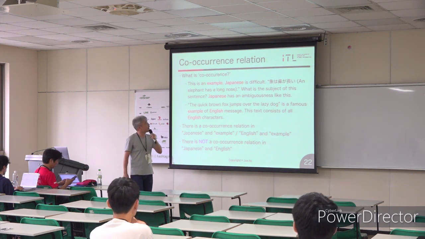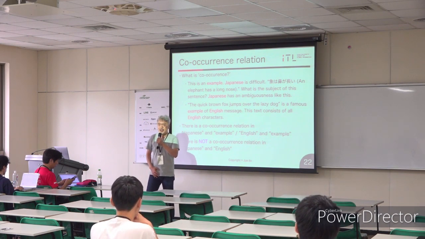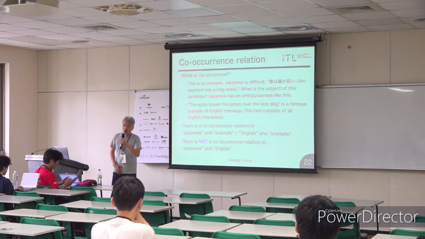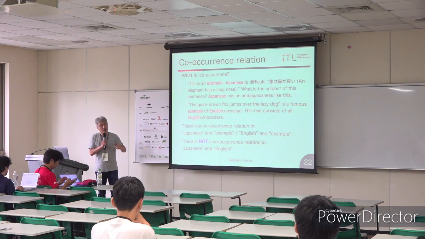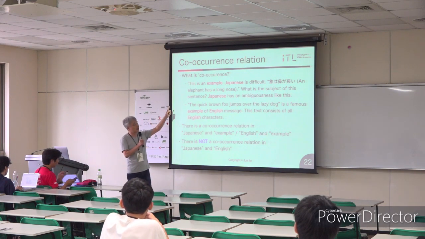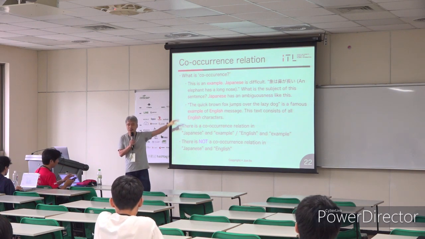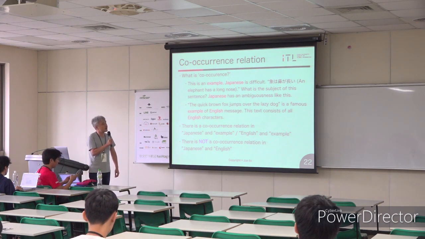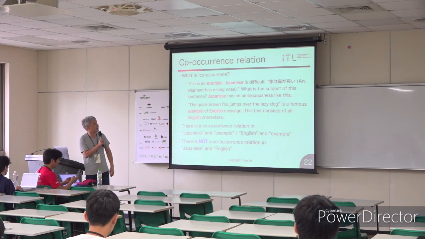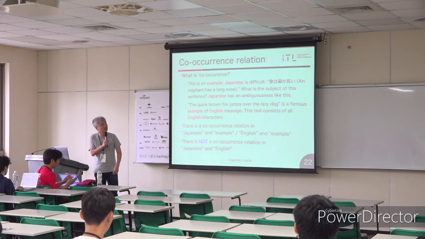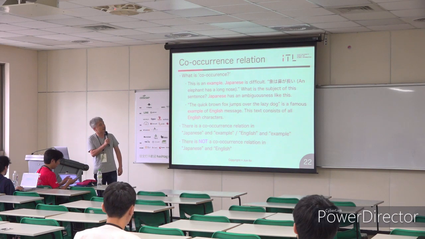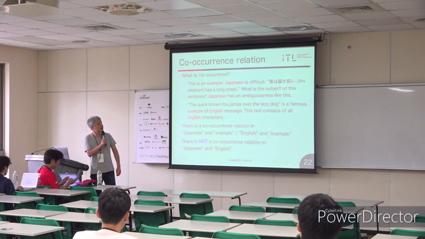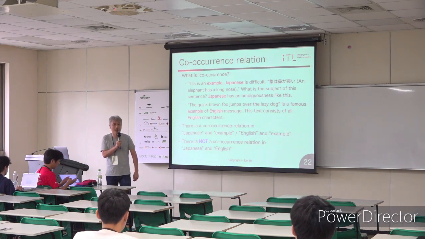Next I'd like to explain the co-occurrence relation. What is co-occurrence? This is an example message. Japanese is difficult. Zou wa hana ga nagai. An elephant has a long nose. What is the subject of this sentence? Japanese has an ambiguity like this.